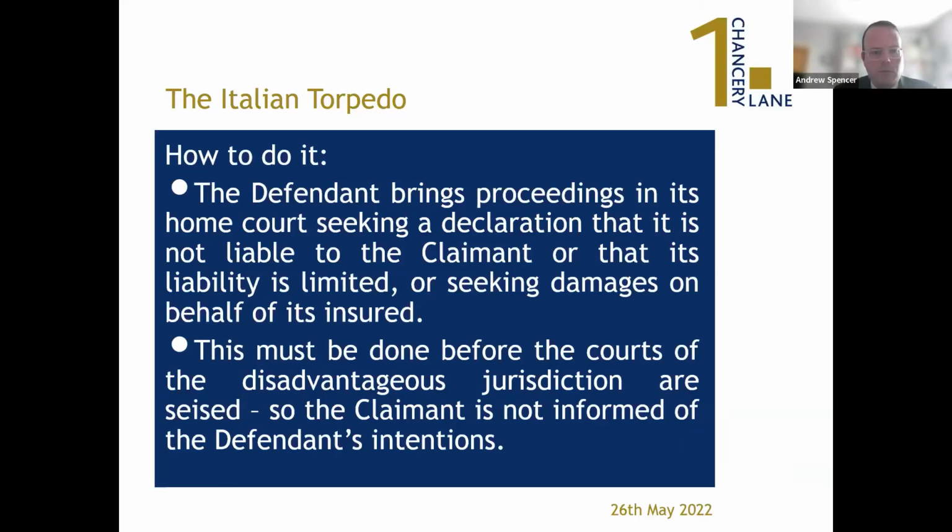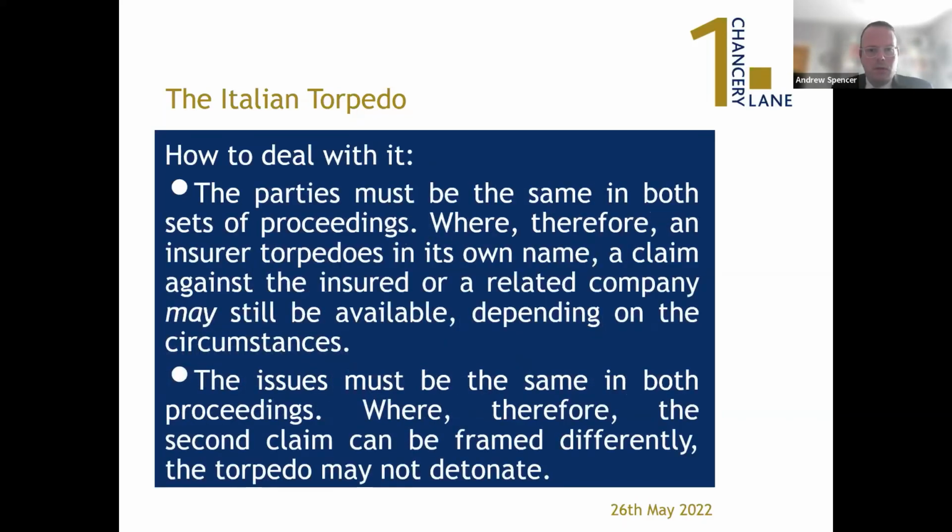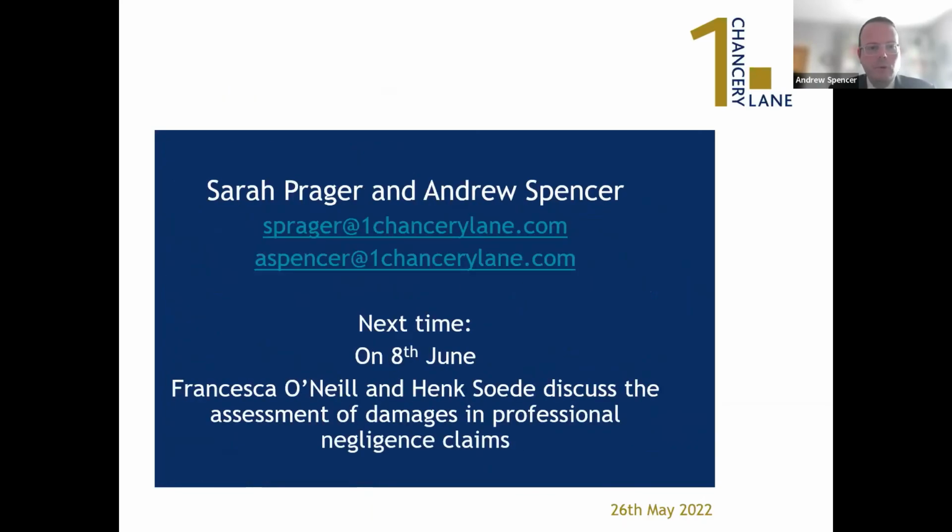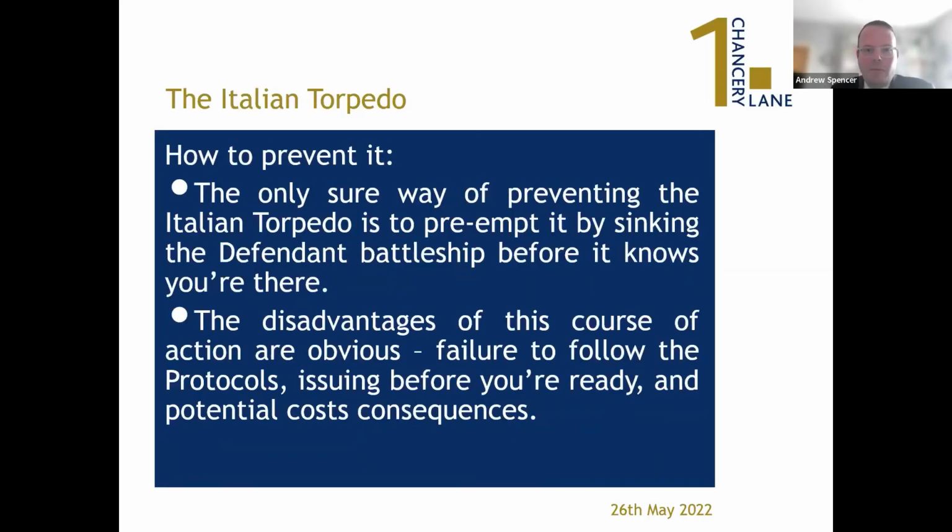And we've got some suggestions here on how to deal with it. So the parties have to be the same in both actions. If the insurer torpedoes in his own name, you may still be able to bring a claim against the insured or related company, not the insurer, depending on the circumstances. You also have to have the issues being the same in both proceedings. So if you can frame the issues in the second claim differently, then you might be able to defeat the torpedo. And then, most controversially, how to prevent it.